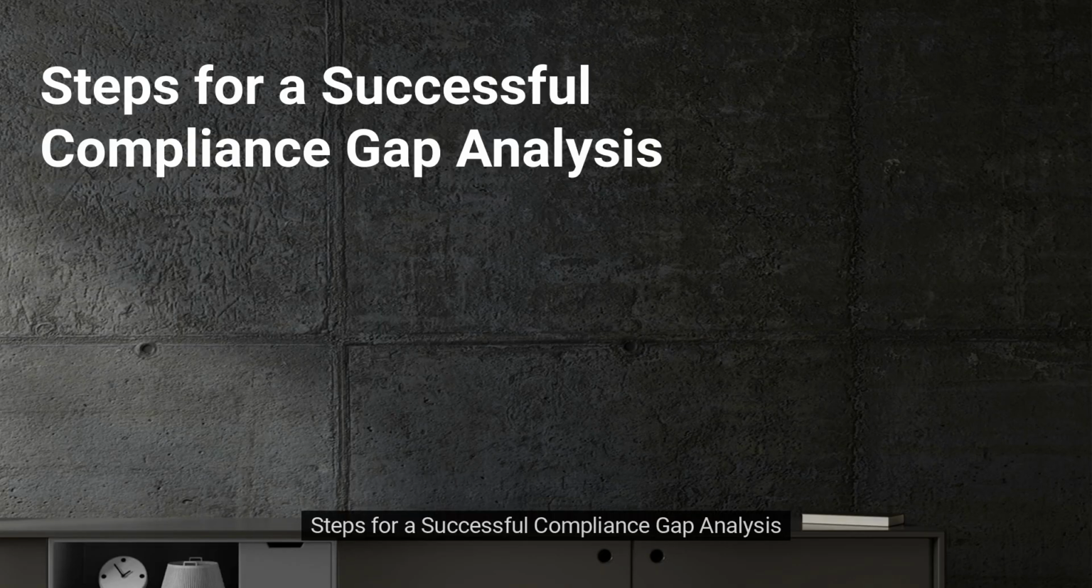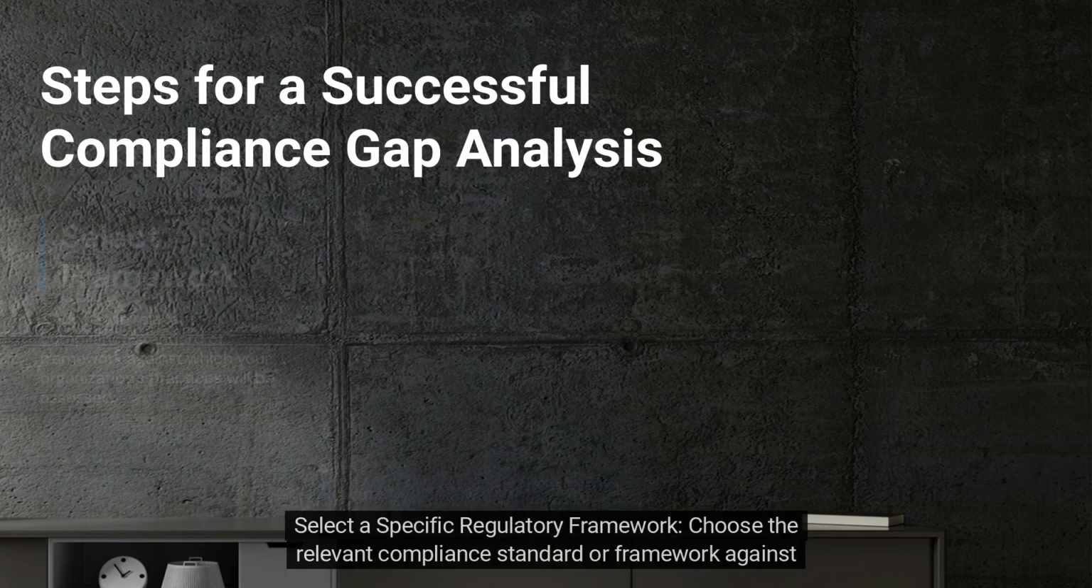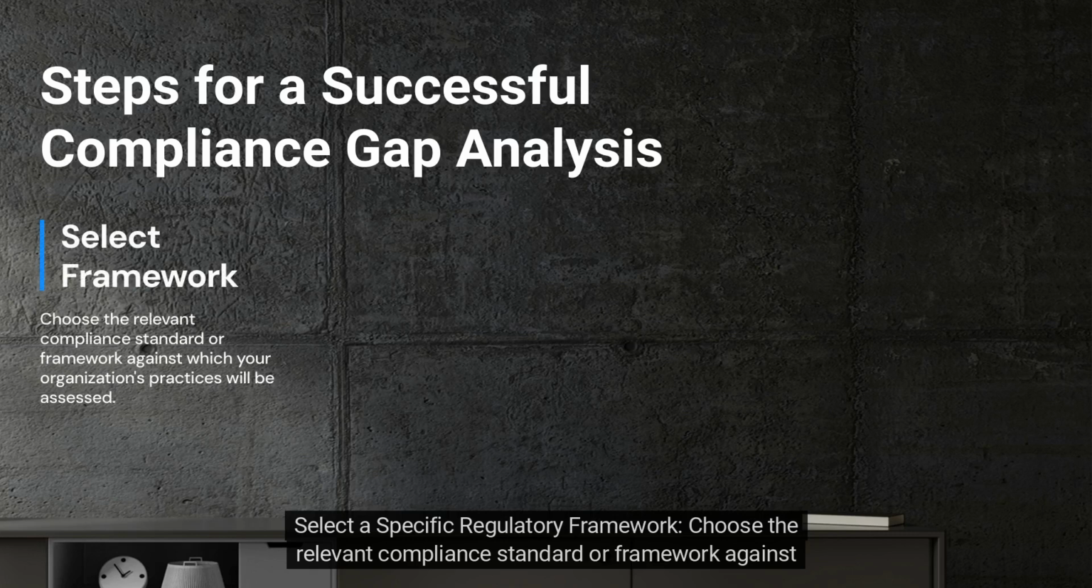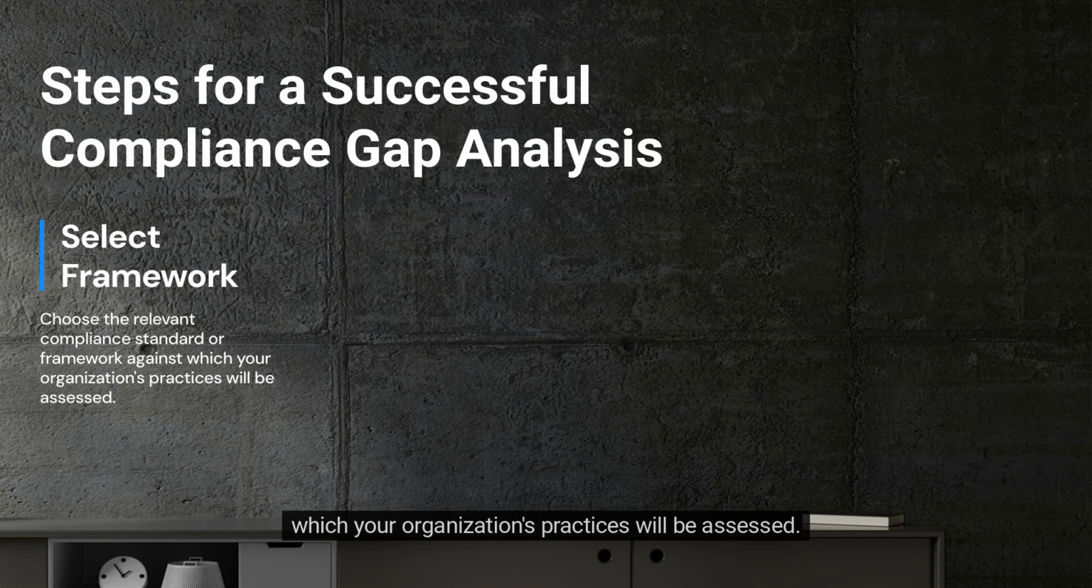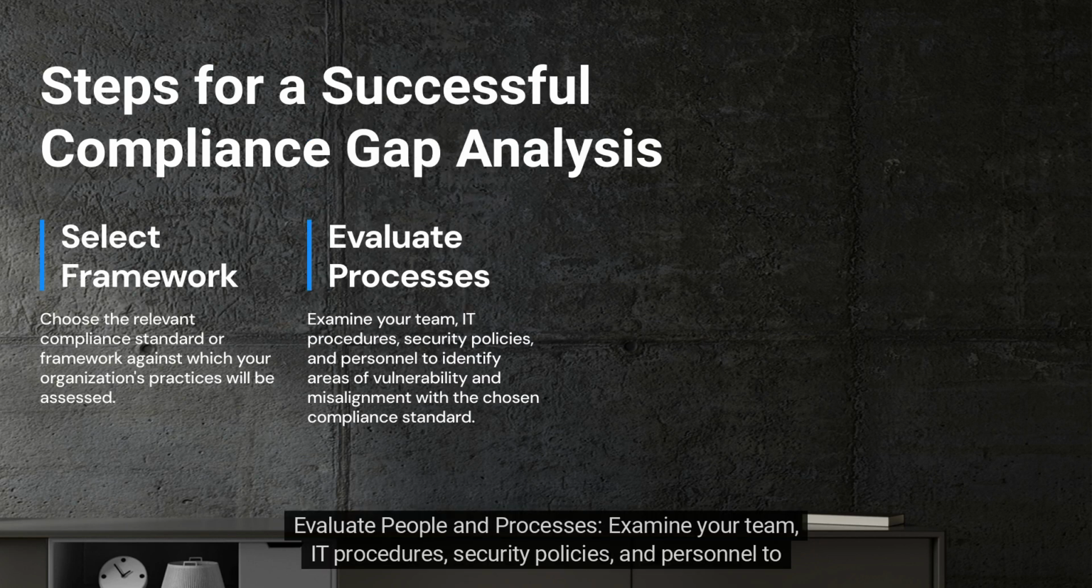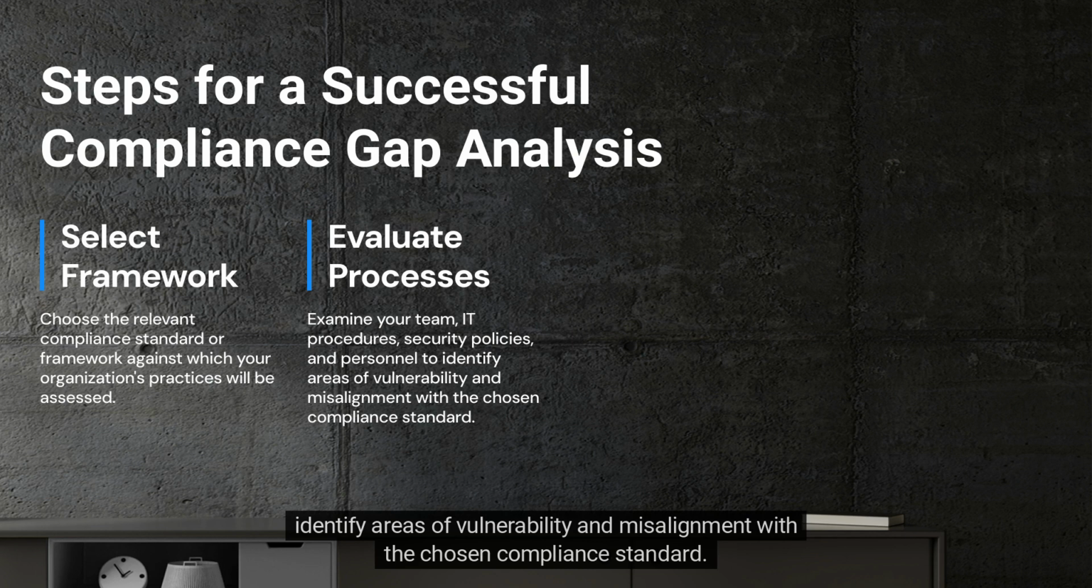Steps for a successful compliance gap analysis. Performing a compliance gap analysis involves several key steps. Select a specific regulatory framework. Choose the relevant compliance standard or framework against which your organization's practices will be assessed. Evaluate people and processes. Examine your team, IT procedures, security policies, and personnel to identify areas of vulnerability and misalignment with the chosen compliance standard.